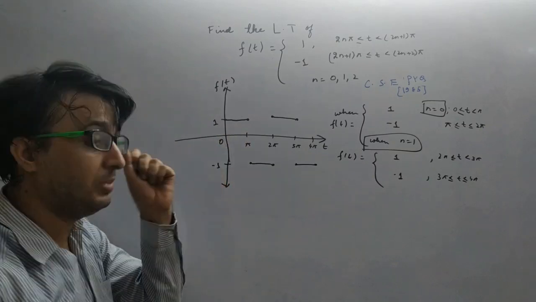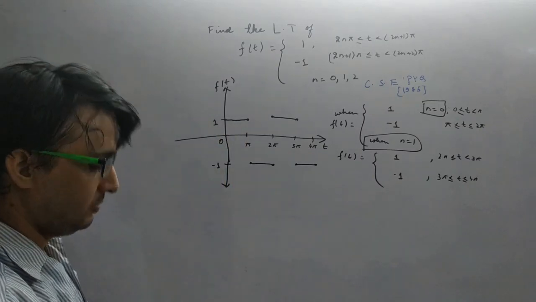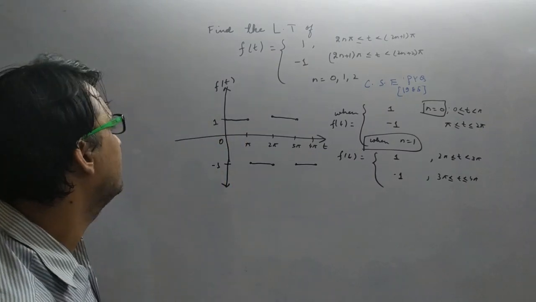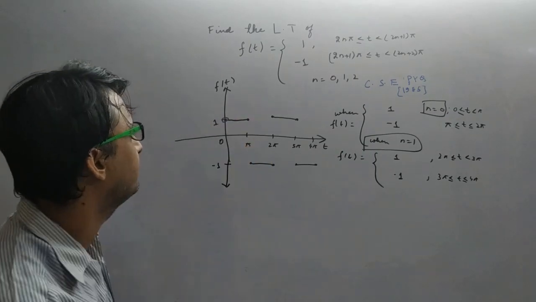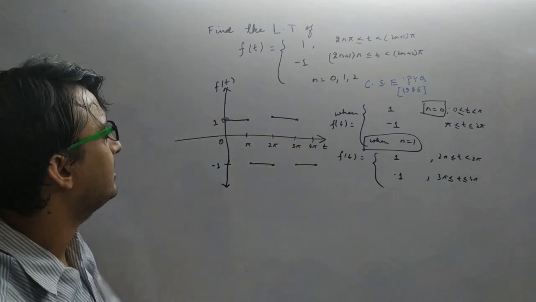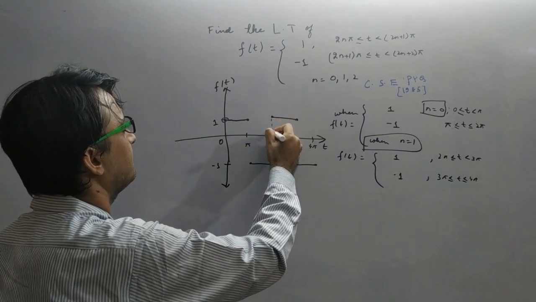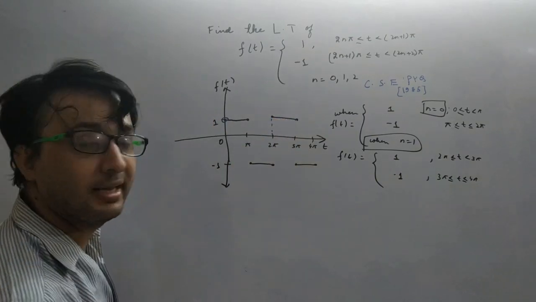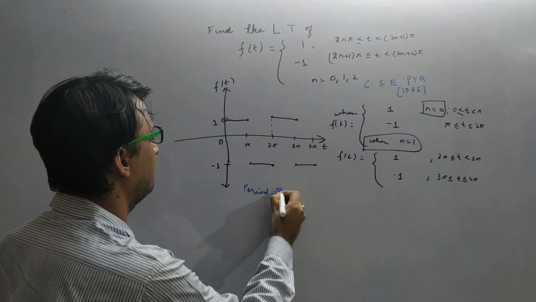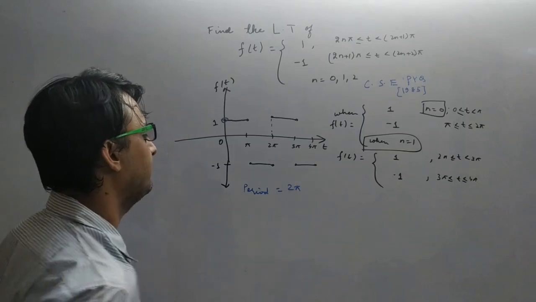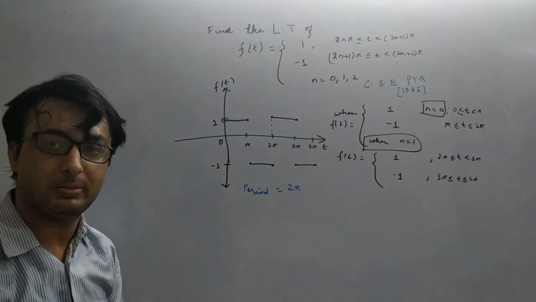So now we have to find the period. To find the period, we have to read the cycle. Where does the cycle start? Here the cycle starts, and where does it start again? It starts at this point. So we can say that the period is 2 pi. There is no doubt about it.